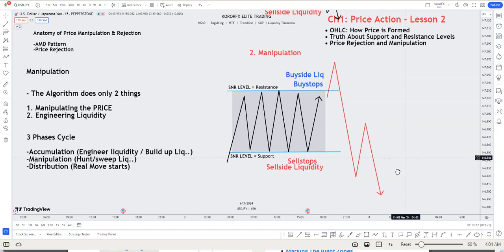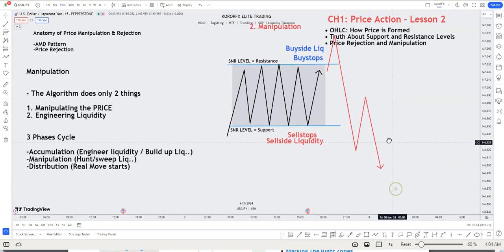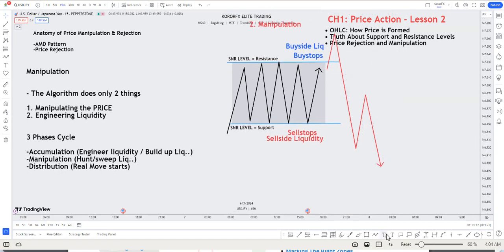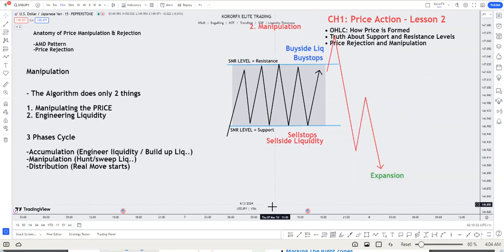So after manipulation is done, we want an expansion move to start here. Okay, we want the expansion move to start from this area, and when the expansion move starts, here is where we want to enter the market. Okay, here is where we want to enter.